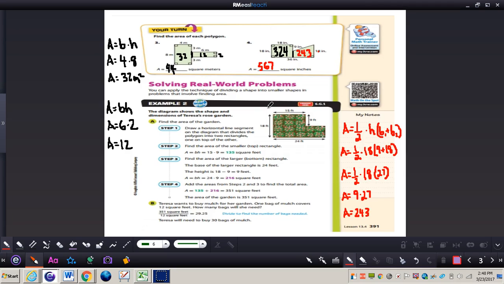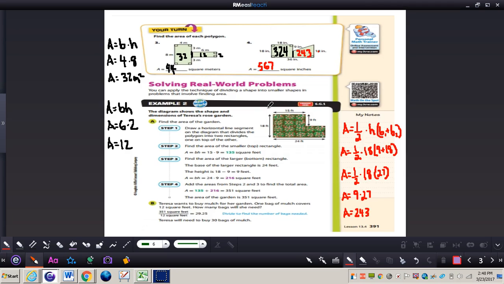It says you can apply the technique of dividing a shape into smaller shapes in problems that involve finding area. So let's take a look at example number 2. It says the diagram shows the shape and dimensions of Teresa's rose garden. Find the area of the garden.